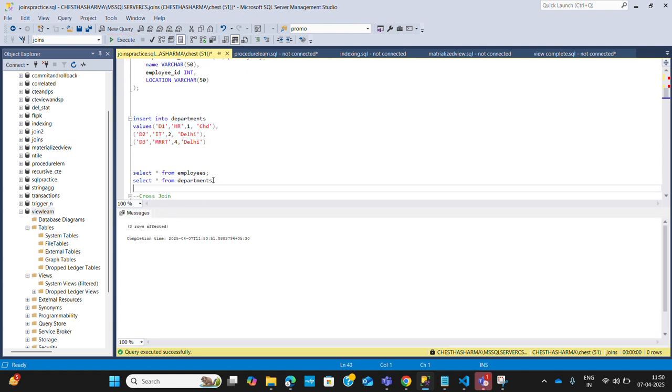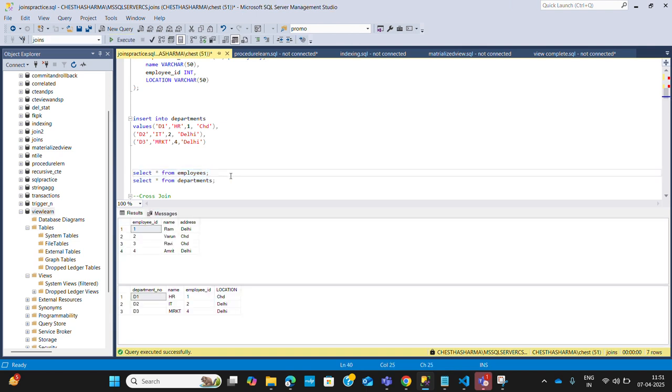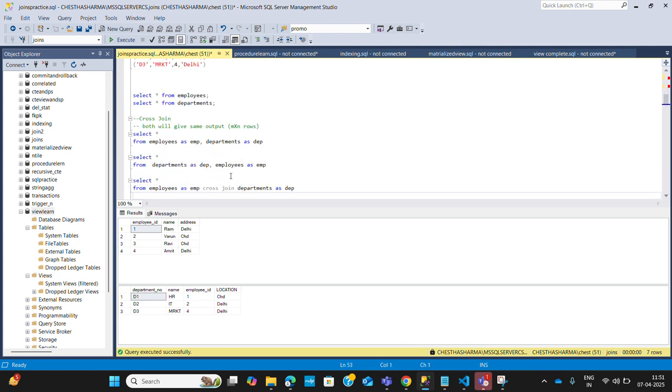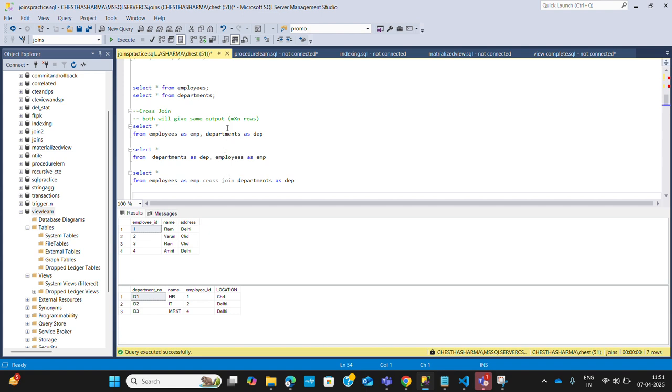Got it? And then I'll just select star from employee and select star from department. So first you will see what a cross join is. In a cross join, both will give the same output. It doesn't matter if you write the employee table first or the department table first.